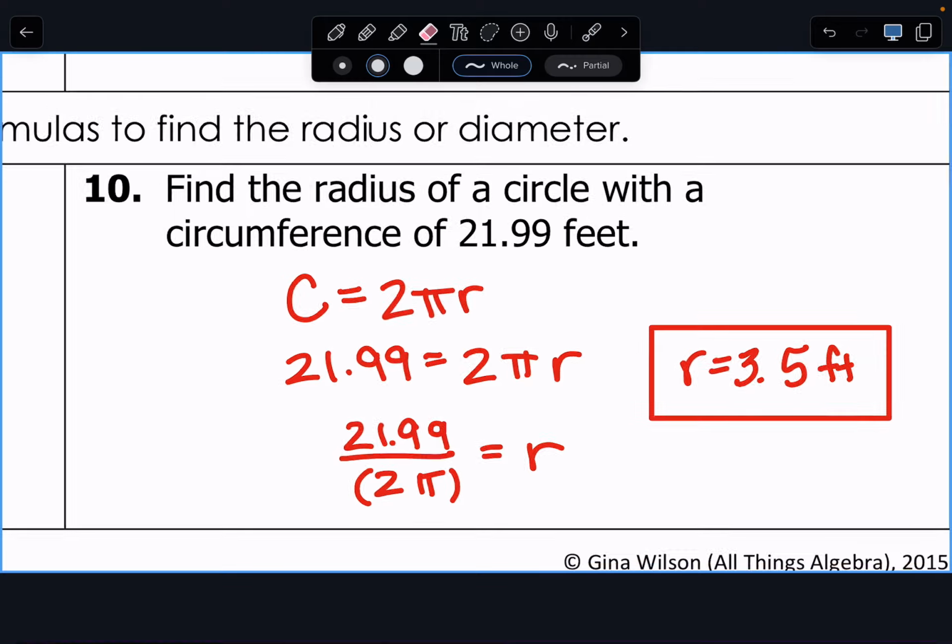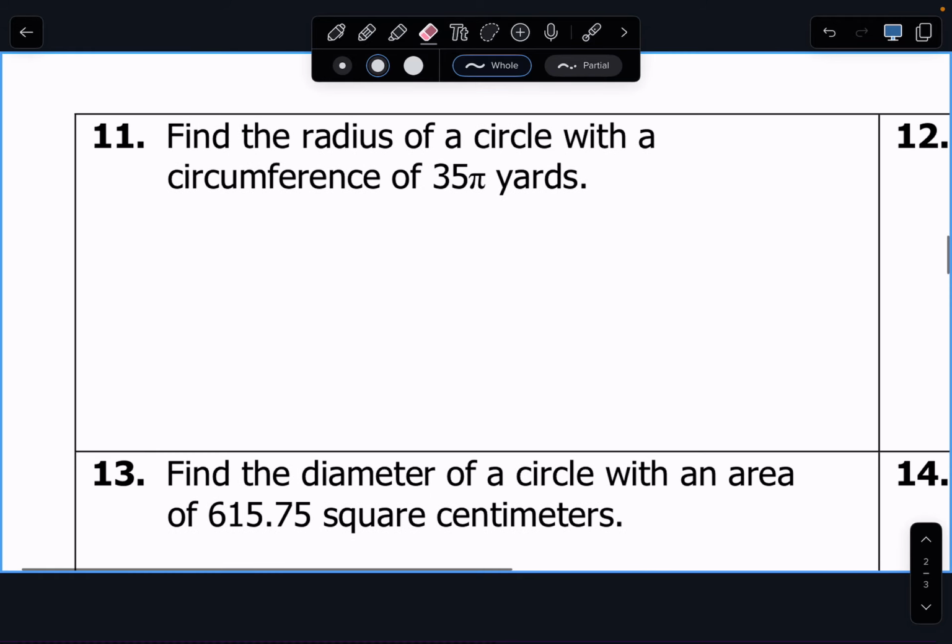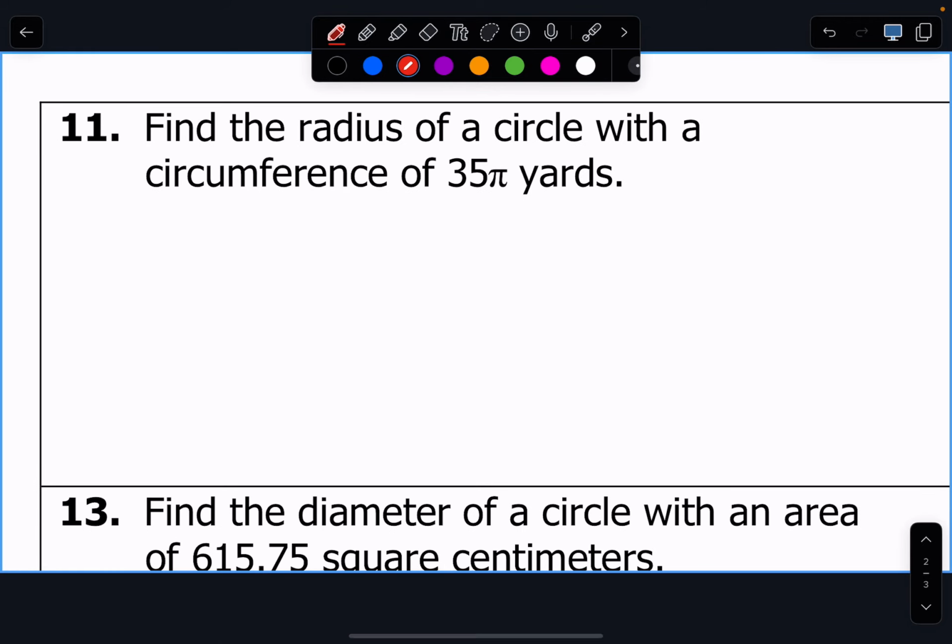Here we go. I want to go to number 11. Oh my gosh, it's not that bad. Okay, number 11. Actually, you know what I'm going to do? We'll do number 11. Okay, can you take like a 2-minute break and come back? Okay.